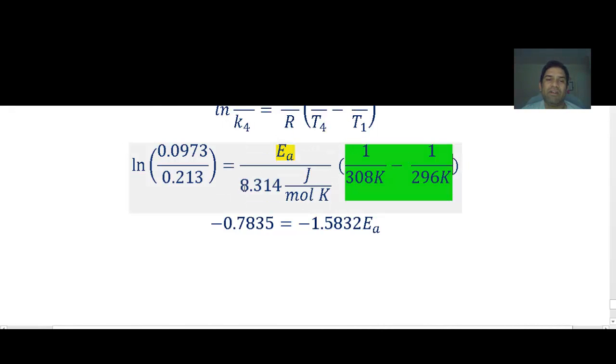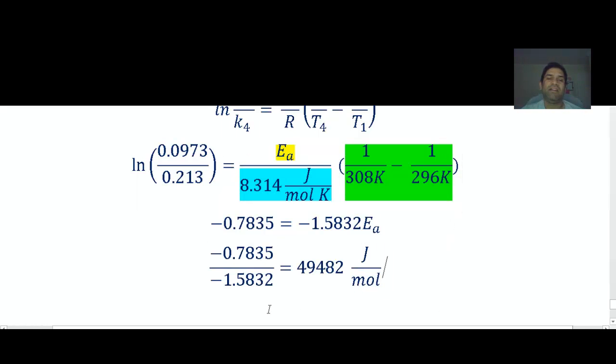I took that value and divided it by this, the constant. I'll highlight that in blue. And I got minus 1.5832 times EA. So EA should just be minus 0.7835 divided by minus 1.583, basically solving for EA. Doing this on my calculator, notice the minuses cancel. I'm getting about 49,482 joules per mole. You can also say it's 49.5 kilojoules per mole. That's also perfectly a right answer.